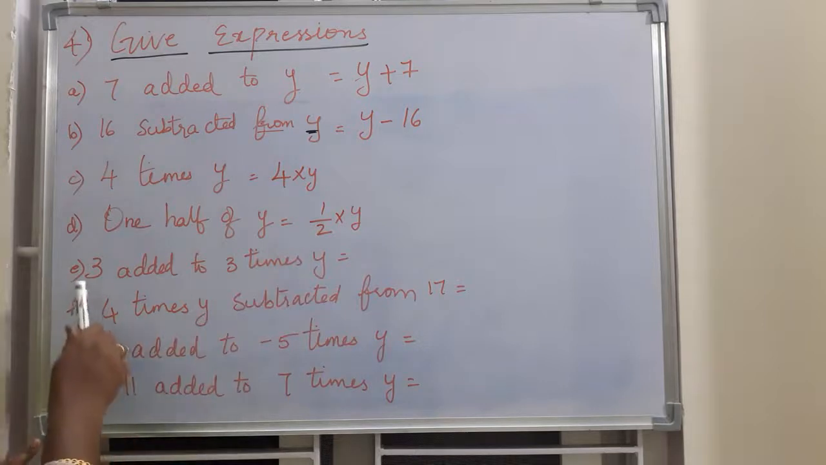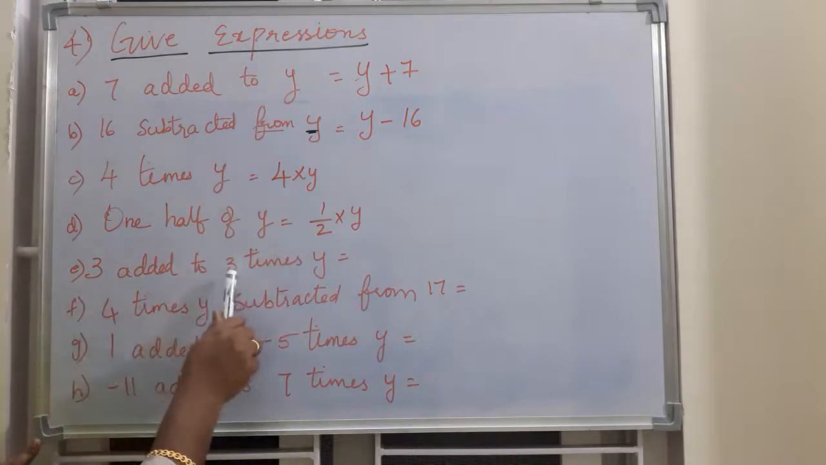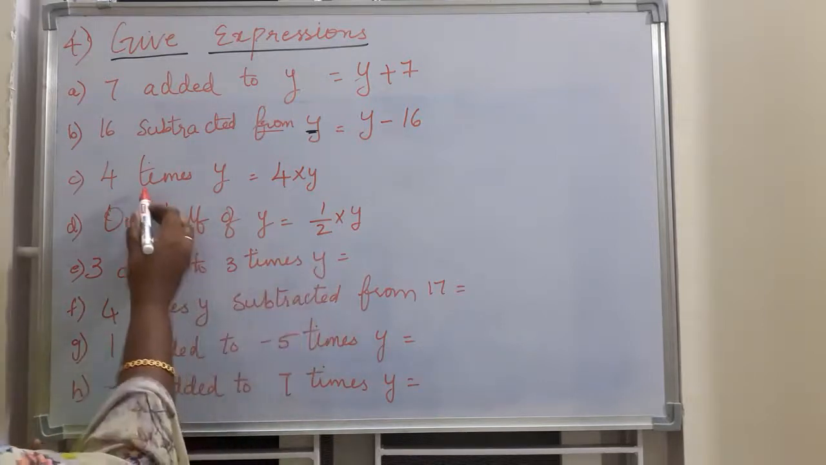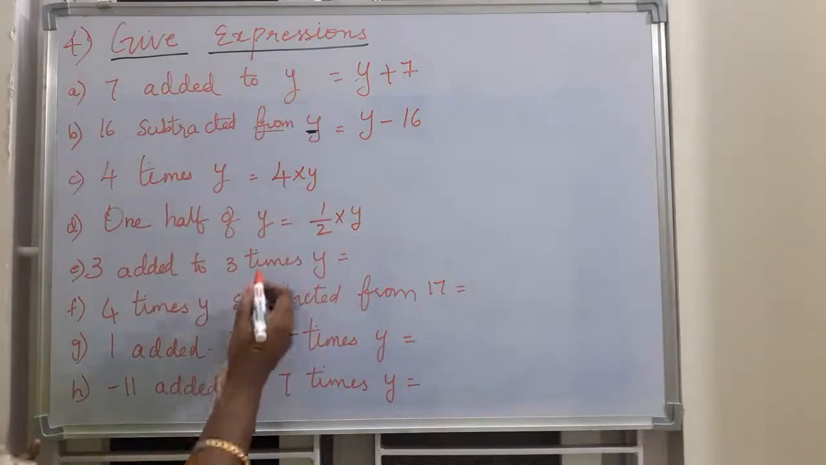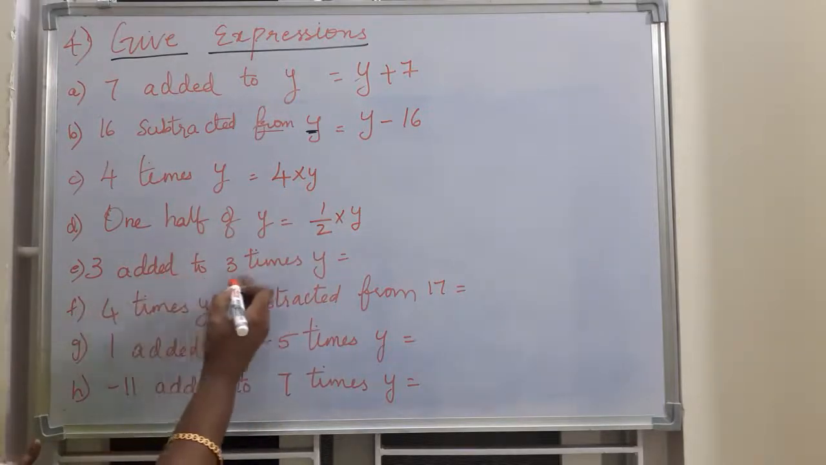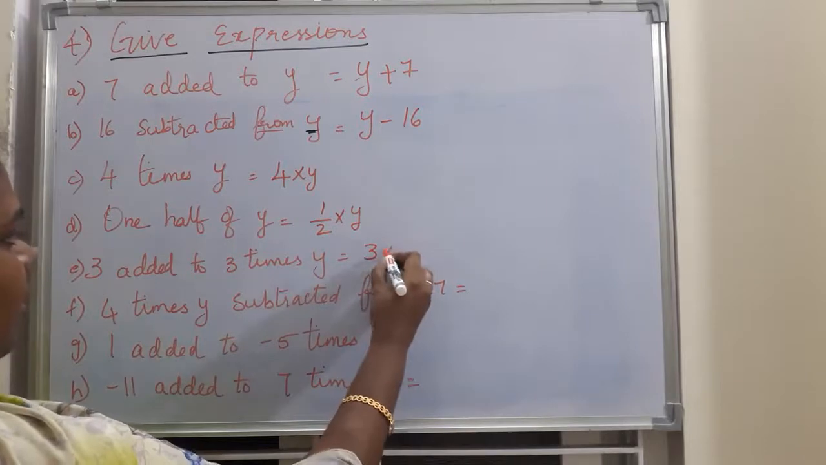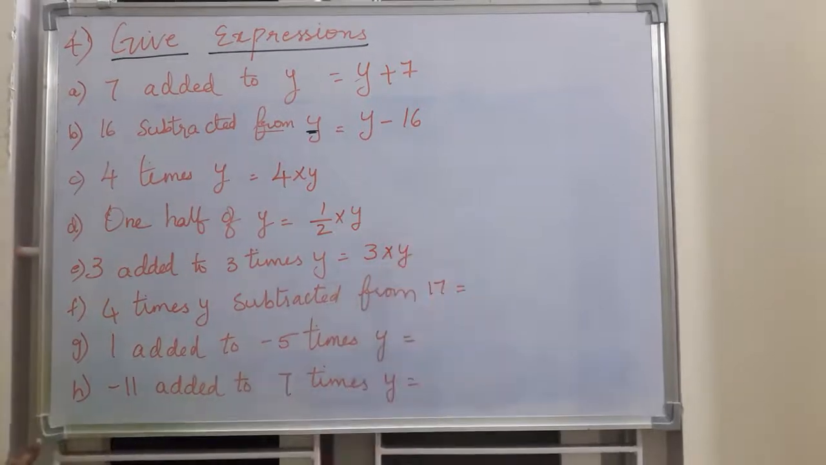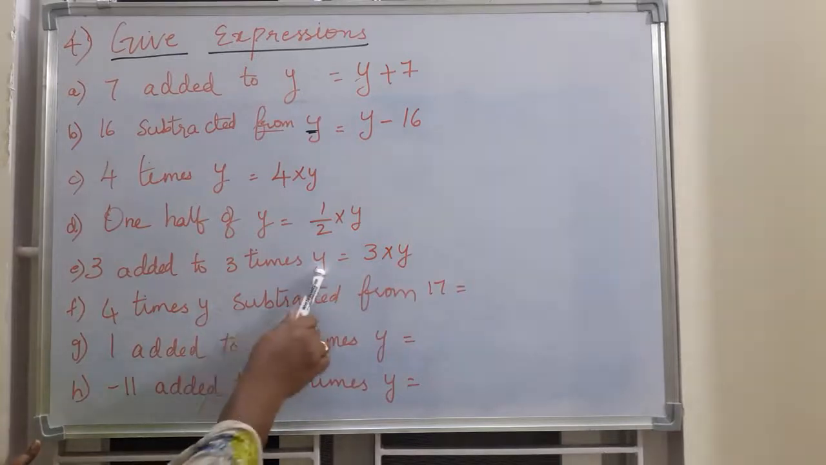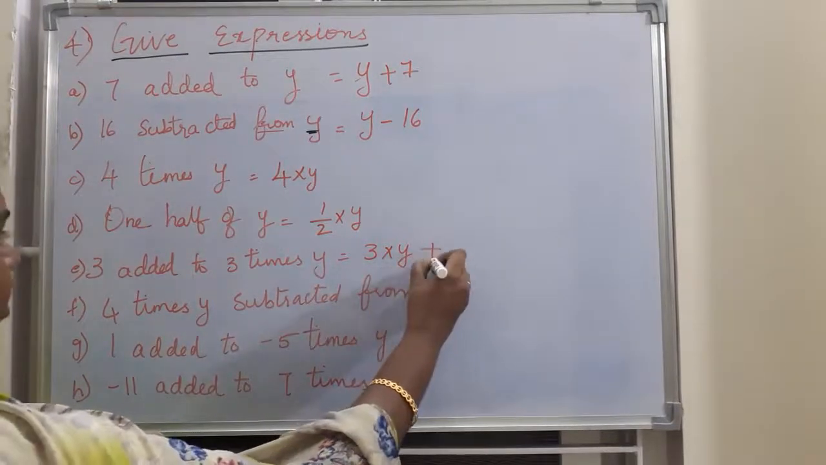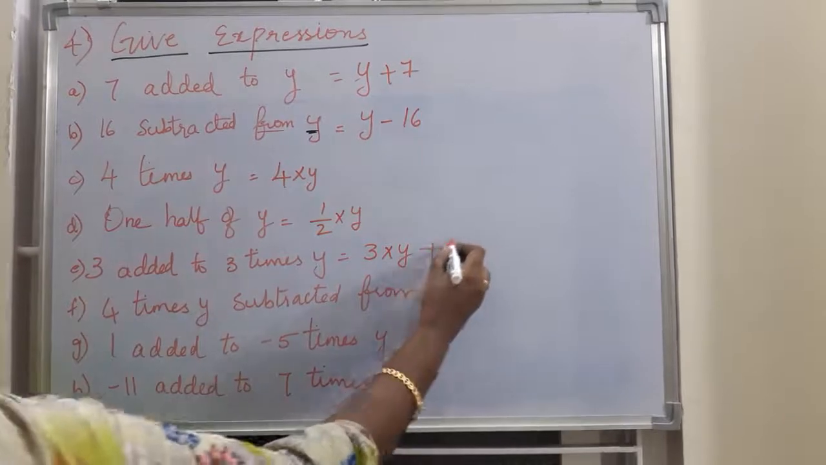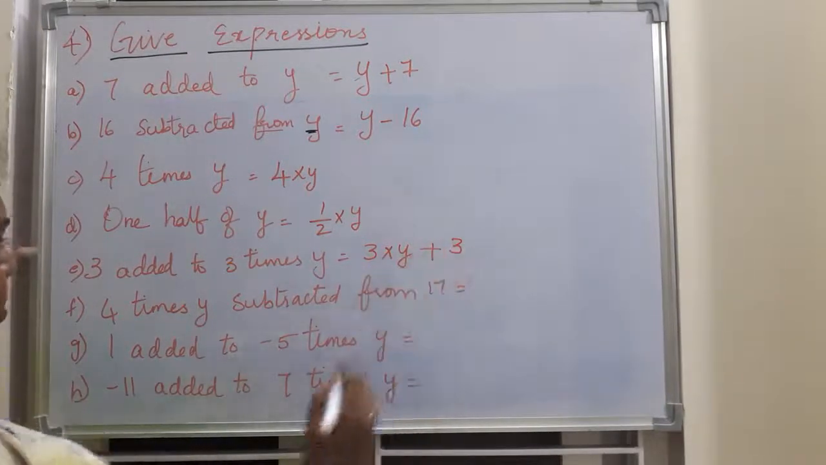Finish. Next, 3 added to 3 times y. So I told you times means multiplication again. So first, like in BODMAS rule, the order you have to go here. 3 times y is 3 into y. For this you are adding what? 3. So 3 into y plus 3.